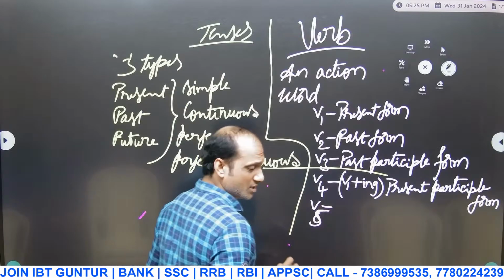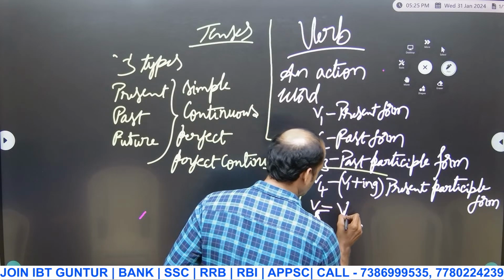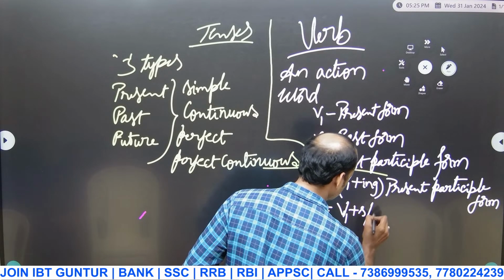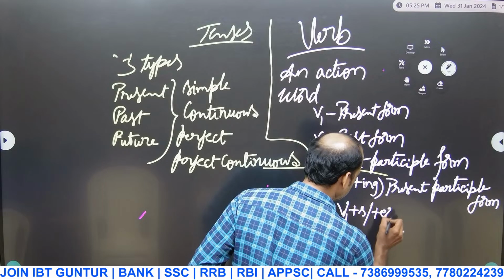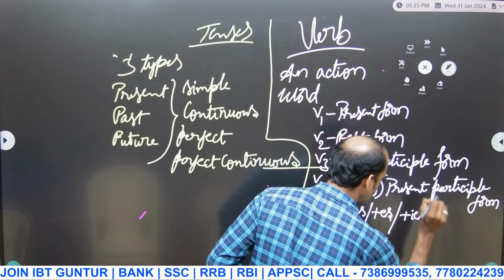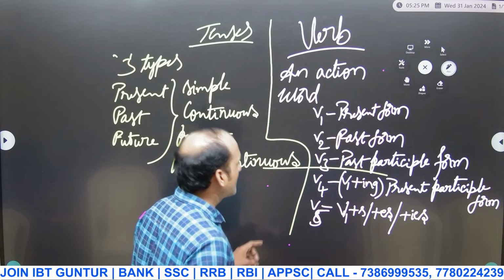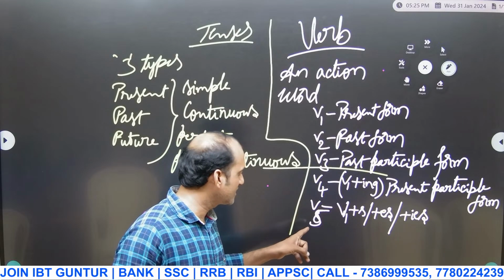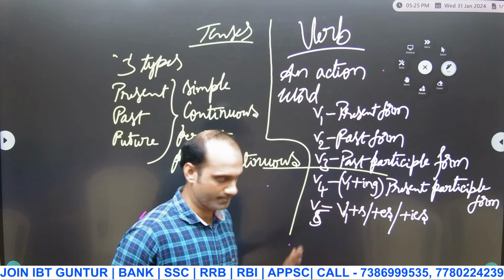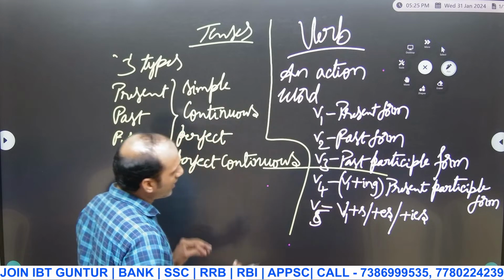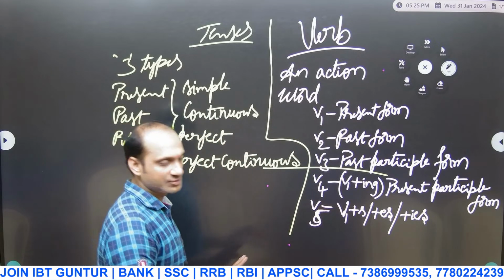V5. If we add V1 after yes, or IES, we can treat that verb form, we should call that verb form as V5. These things you should know, and along with that you should know some examples also.